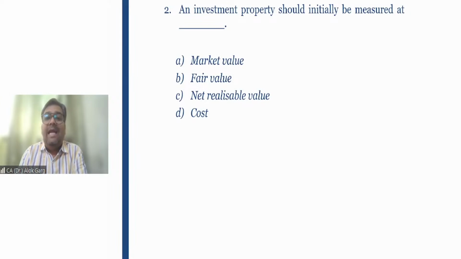Question number 2. An investment property should initially be measured at: market value, fair value, net realizable value, or cost. What is the right answer? I'm sure that everyone will write the right answer. I know that. Yes, it has to be measured at cost.